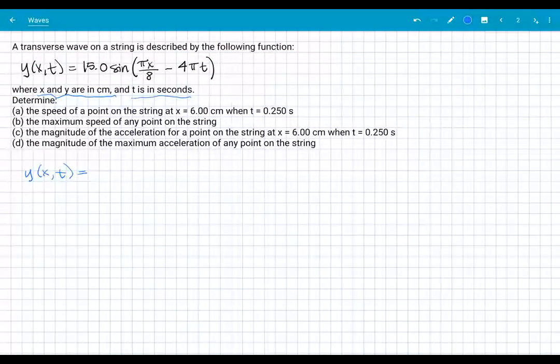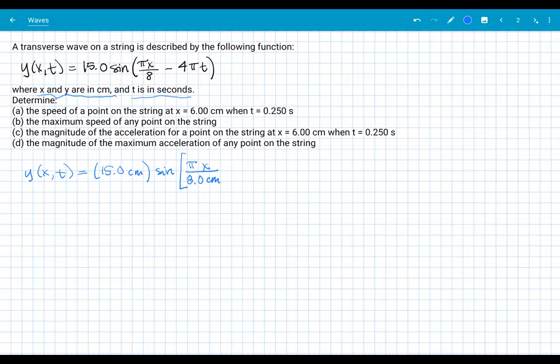So the amplitude, I'm told that x and y are in centimeters. So this amplitude is 15 centimeters, and you can change that to meters right now if you want to. I'm going to stick with what's given here, multiplied by sine of, now let's look at this, pi x over 8. I'm going to change that to 8.0 centimeters. So the units have to cancel with the x, remember, because we need a dimensionless value in this argument for the sine function.